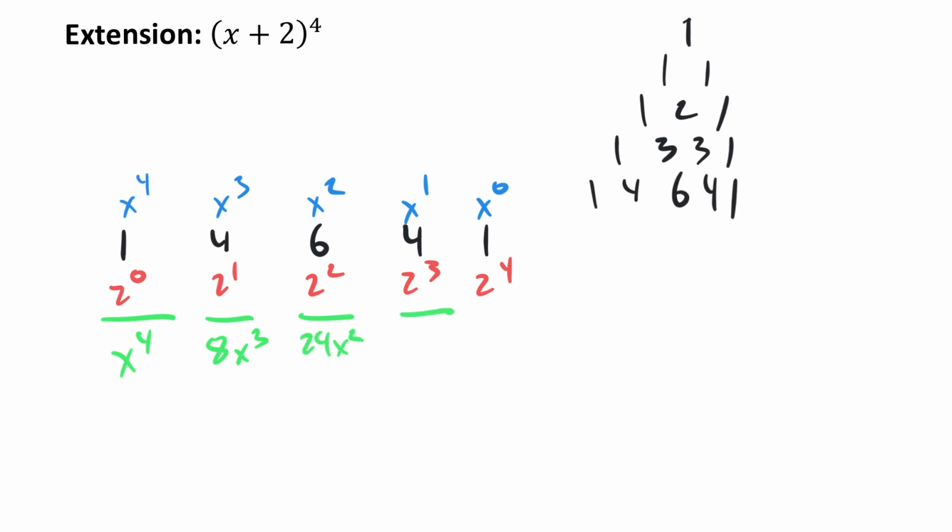This is 8 times 4, so 32x, and then 16. So we should have x to the 4 plus 8x to the 3 plus 24x squared plus 32x plus 16. And to check this, we're going to actually use Wolfram Alpha to allow us to expand the polynomial and see if we get the same answer.